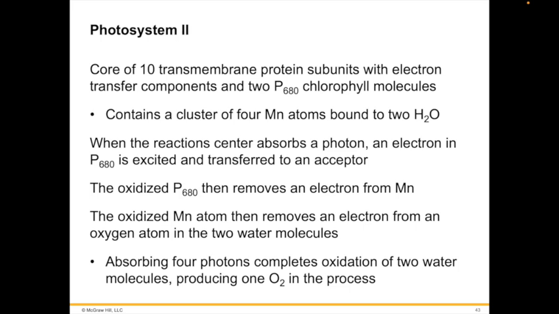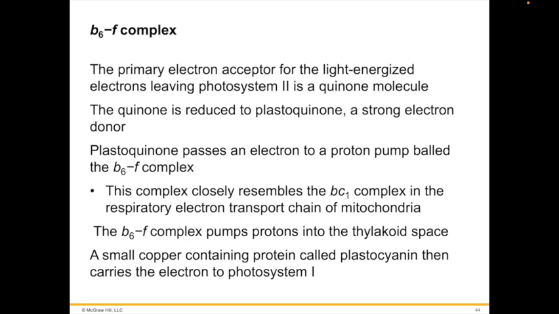producing 1 oxygen in the process. So the primary electron acceptor for the light-energized electrons leaving photosystem 2 is a quinone molecule. The reduced quinone that results from accepting the pair of electrons is a strong electron donor. It passes the excited electron pair to a proton pump called the B6F complex embedded within the thylakoid membrane. So the arrival of energetic electron pairs causes the B6F complex pump to pump a proton into the thylakoid space. A small copper-containing protein called plastocyanin then carries the electron to photosystem 1.